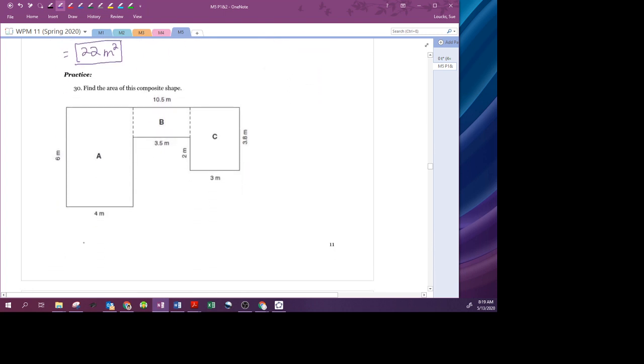Another example, find the area. Oh, this is practice. Sorry, this is practice. Do this question, come back for the next example.